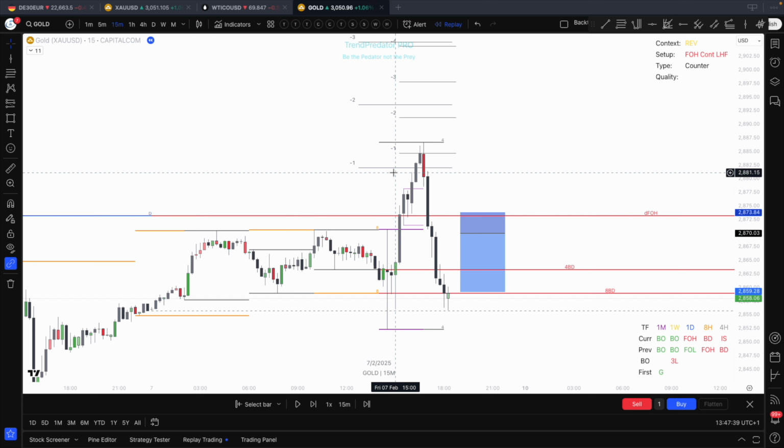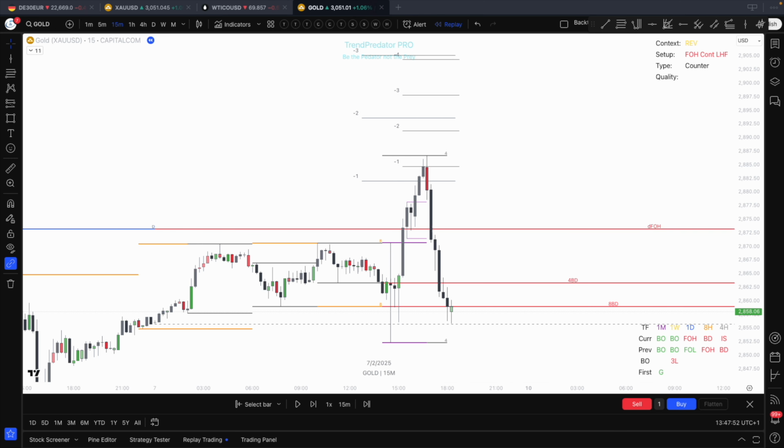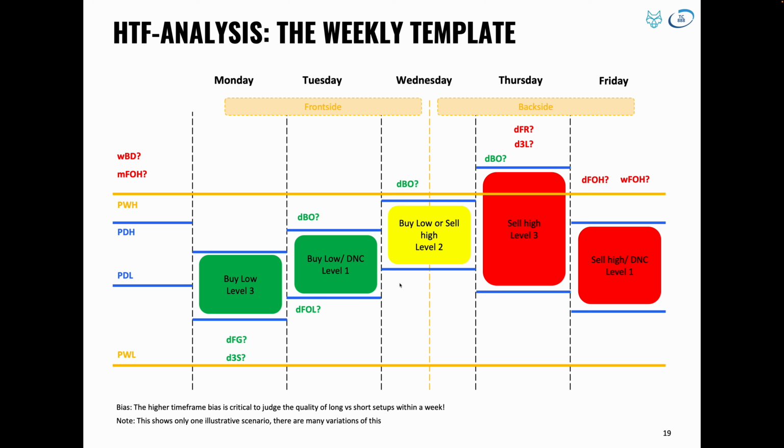So again, you see here how TrendPredator helps you to read the rollover of the momentum and gives you all the levels you need for a nice entry in such type of trades. That's it with trading entry examples.